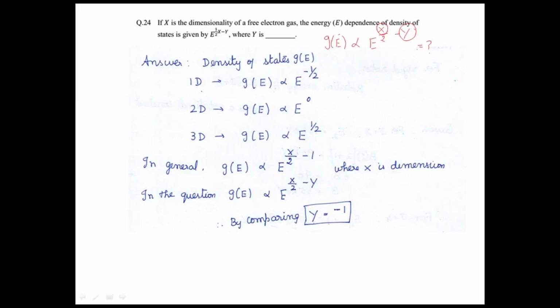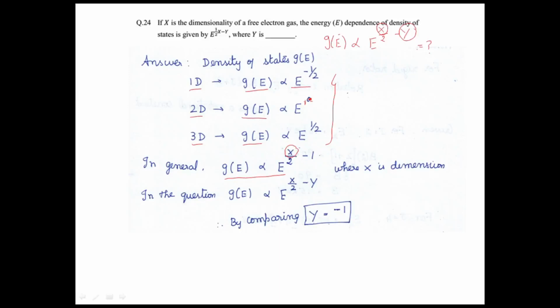So we have studied that for one dimension, the density of states is proportional to E to the power minus 1 by 2, and for two dimensions the density of states is proportional to E, that is, it's not 0, it is E to the power 1 here. And for three dimensions the density of states is proportional to E to the power half. So from these three we can write a general formula for the density of states: g(E) is proportional to E to the power x divided by 2 minus 1. Here x is the dimension.